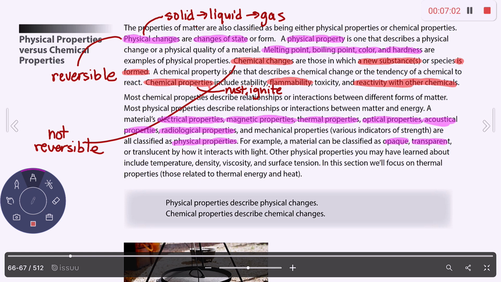Okay, things that you might have learned in the past that are physical properties would be density, viscosity, and surface tension. Density we've done a lab on, we've done math problems related to it. Viscosity has to do with how thick a liquid is and how readily it flows.